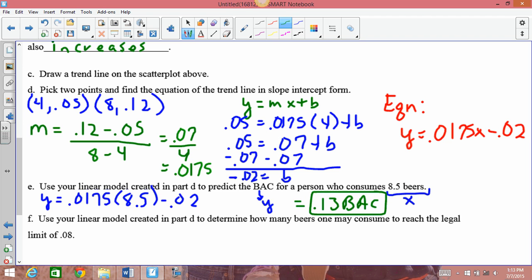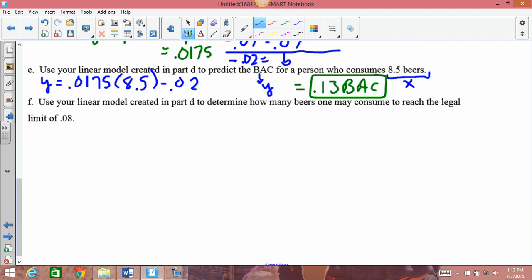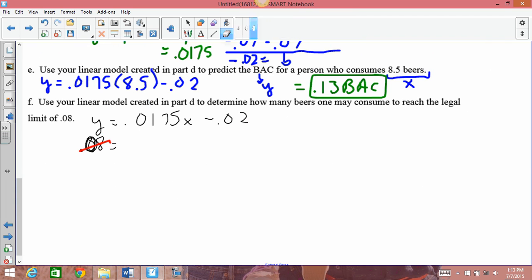And then lastly, in part F, again, use that same linear model that you've created to determine how many beers one person must consume in order to reach the legal limit of 0.08. So the legal limit, that's your blood alcohol concentration, that's your 0.08. So here's my model, y equals 0.0175x minus 0.02. X stands for the number of beers, that's what I'm trying to find. Y stands for the blood alcohol concentration, that's what I know. So 0.08 will go there. It's 0.08. Let me start over there.